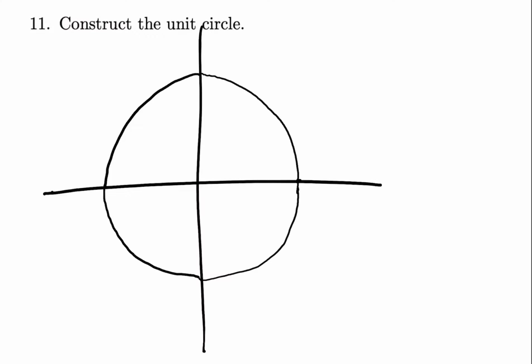So we have 1, 0. This point is 1, 0 in xy coordinate. And as you can see, this is 0, 1. This right here is 0, negative 1, and negative 1, 0. So these are just based off the x and y coordinates. Since it's a unit circle, this radius length is 1.